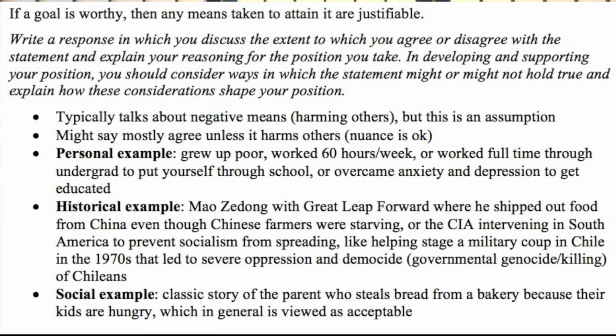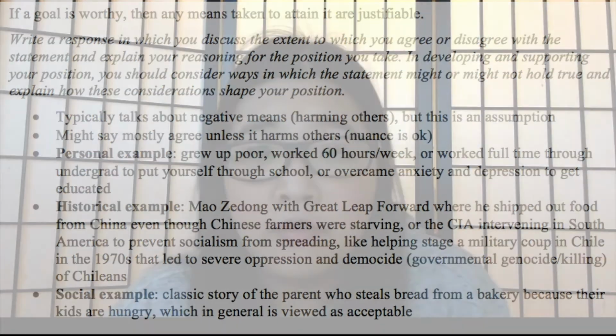You can also point to a sort of social example. This is something that is in the collective minds of people. There's a classic story of a parent who steals bread so that their child doesn't have to be hungry. In general, this is viewed as acceptable or ethical. From your point of view, depending on whether you say any means is justifiable or not, it can be a really good example to use. So hopefully that gives you an idea of how you can come up with different examples and how you might be able to use them to answer a variety of questions.